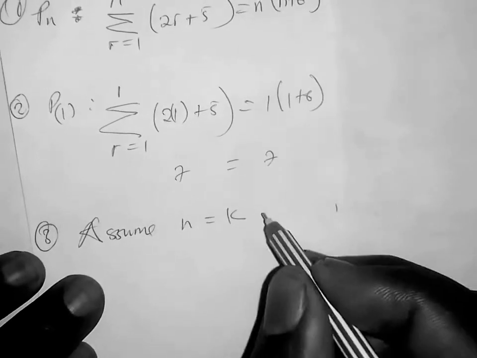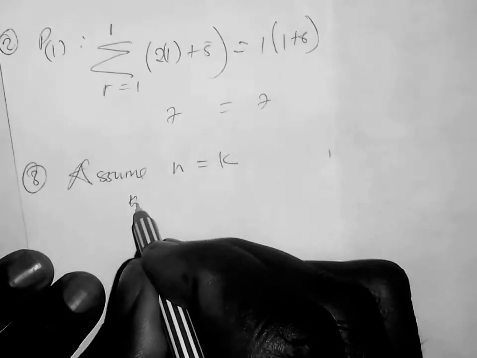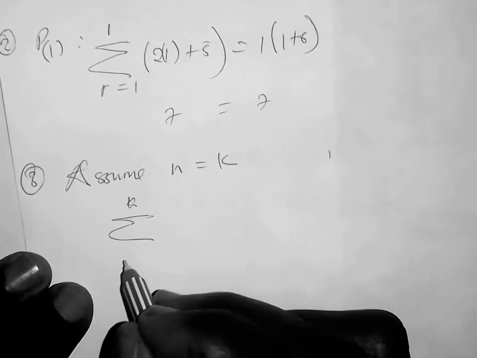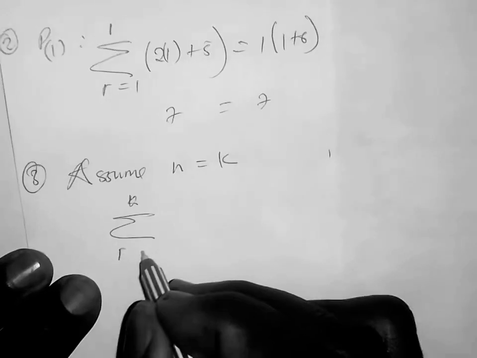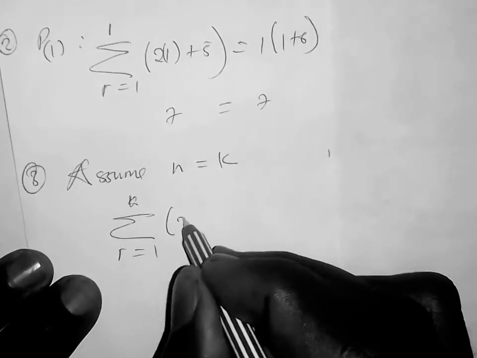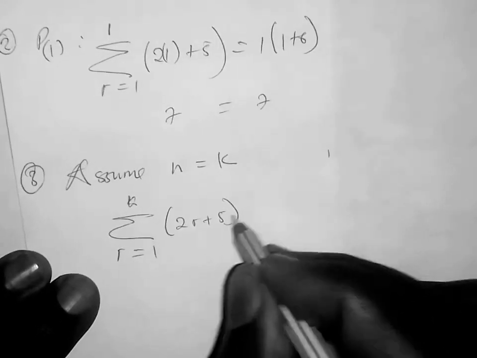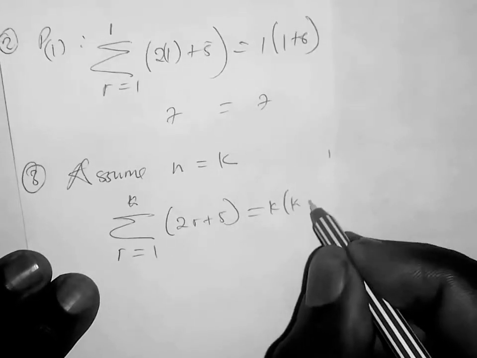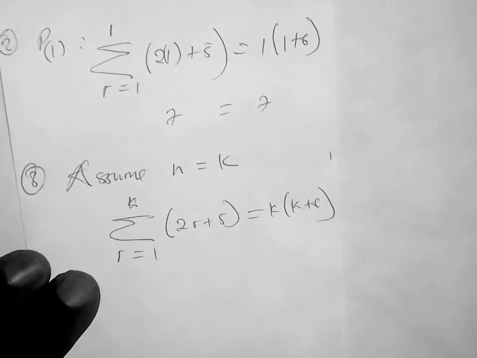n = k is true in the statement. So where there's n, we replace it by our k. So the summation of (2r + 5) for r = 1 to k equals k(k + 6). All right, there we have it.